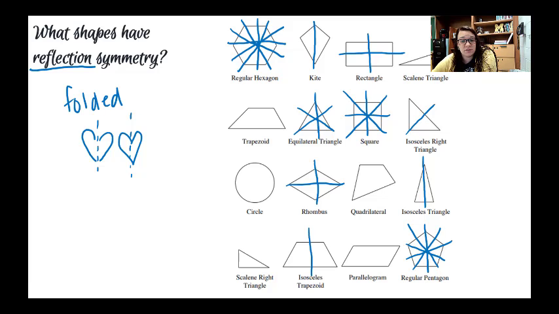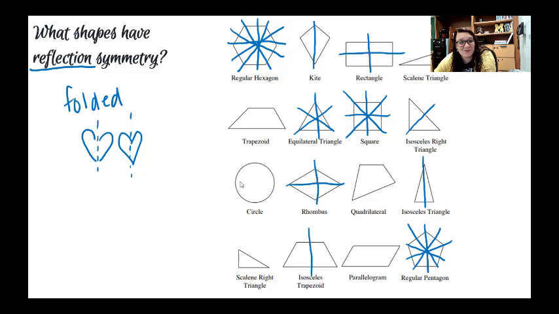Alright, let's see how you did. I think I got all of them. The hexagon had several. It went through all the sides in the middle as well as all the corners. The kite had that one that we did. A rectangle had 2, scalene triangle none, trapezoid none, equilateral triangle had a few, square had through the sides and the corners. The 2 isosceles triangles here and here both had 1.